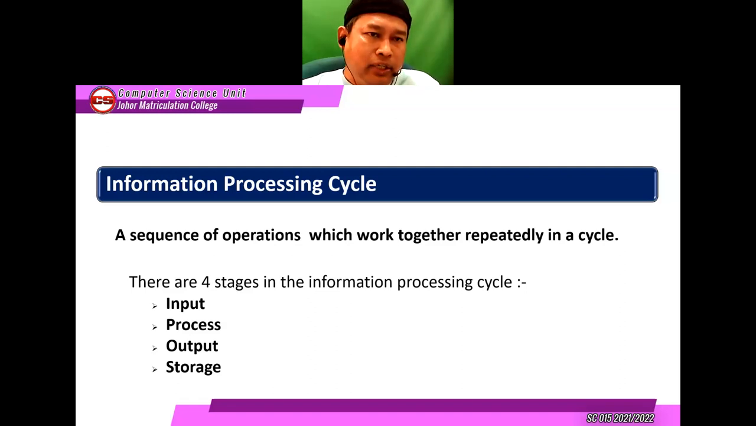Information processing cycle is a sequence of operations which work together repeatedly in a cycle. Dalam information processing cycle ini ialah sequence. Sequence ini ialah daripada yang pertama dia mengikut urutan. Tidak boleh melangkaui urutan tersebut. Jadi, dia bermula dengan input, process, output and storage. Four stages for information processing cycle are input, process, output and storage. Kita tak boleh melangkau daripada output terus pergi input, tak boleh. Dia mesti mula dengan input, process, output and storage.